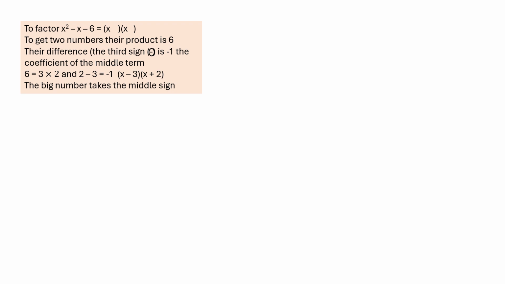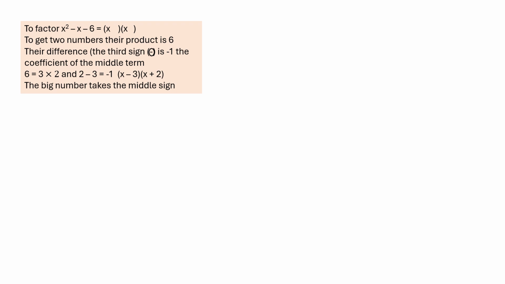So we are looking for two numbers. When you multiply them, you get 6. The difference, because the last sign is negative, so when you combine the like terms, you subtract them. So the difference is -1, which is the coefficient of the middle term.